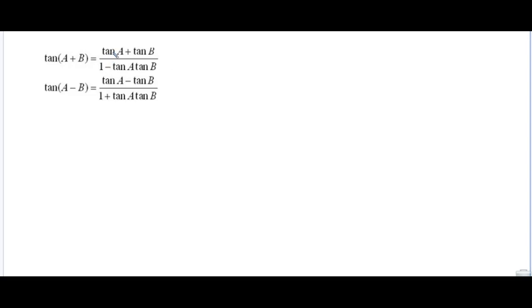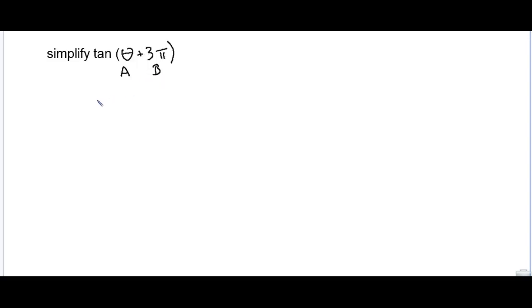Okay, so we have tangent theta plus tangent 3 pi, divided by 1 minus, and we've got tangent A times tangent B. So we've got tangent theta times tangent 3 pi. Alright, so we've successfully rewritten this now to what we needed to write it as, right? Okay, good. So then what can we do in order to do this one more effectively?